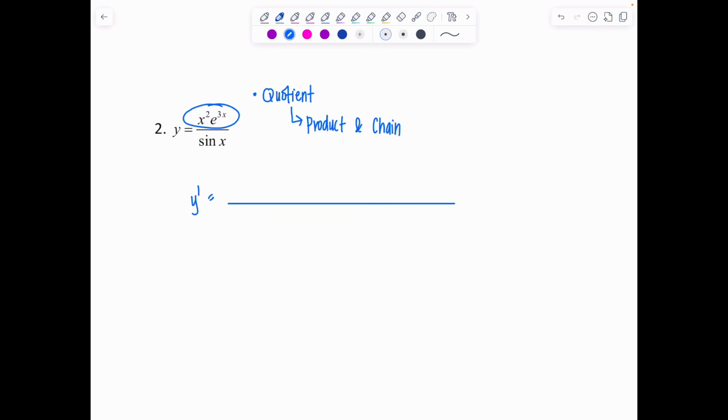So we have low d high, derivative of the numerator. I would open up some parentheses. So product rule, 2x e to the 3x plus derivative of e to the 3x is 3e to the 3x. Leave x squared alone. It already had its turn. So this is low d high. Then I need minus high, that's the numerator. D low, derivative of the denominator's cosine x. Square the bottom, away you go.